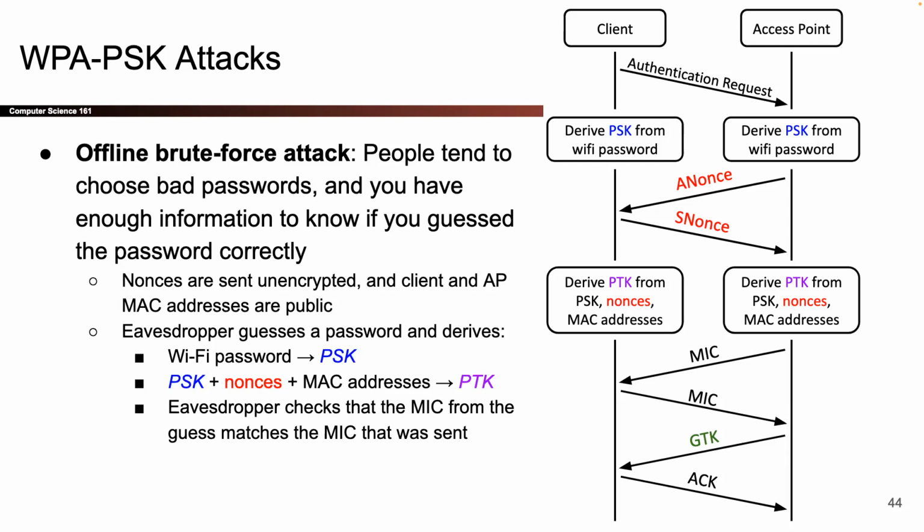And then what do I do? I try again. I type another password and hope that it works. And I type another password and hope that it works. So that's the online brute force attack, because I'm relying on the access point to tell me whether or not I got the password right.